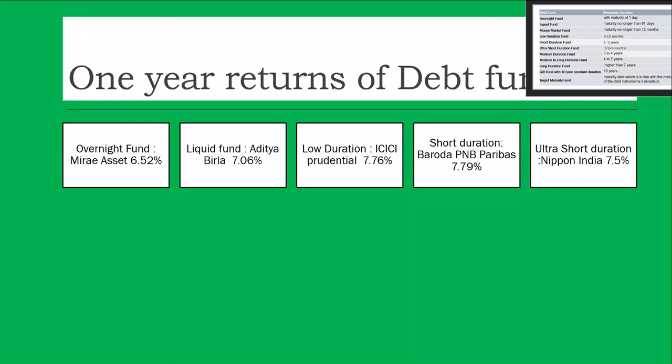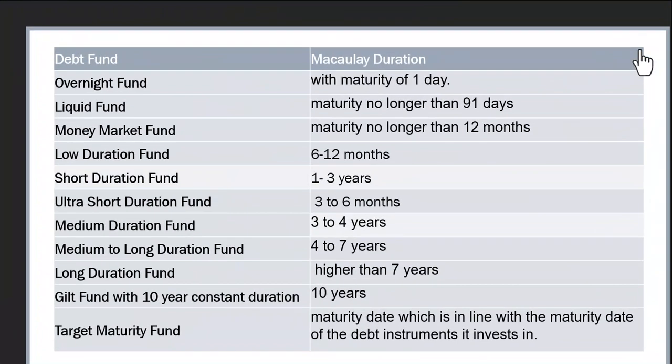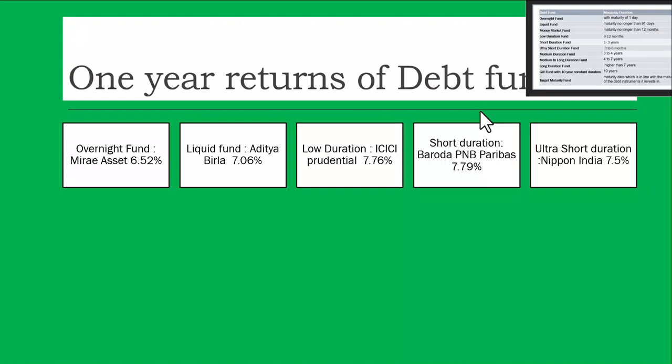What is this thing? Iska kya hai jo bataya tha aapne? To batao na, 3 to 6 months, okay? Fine. So, upar wala 1 to 3 years tha, that's why it is giving you 7.5% only, a little lower than the short duration.